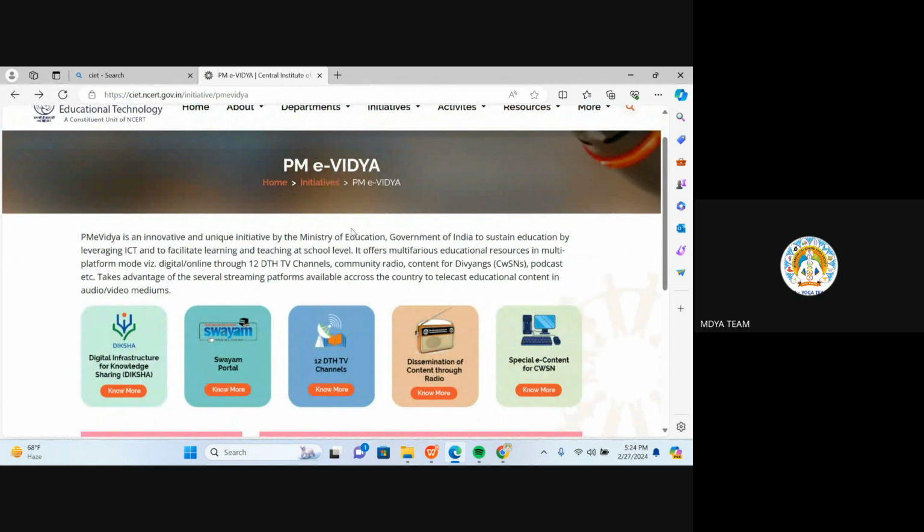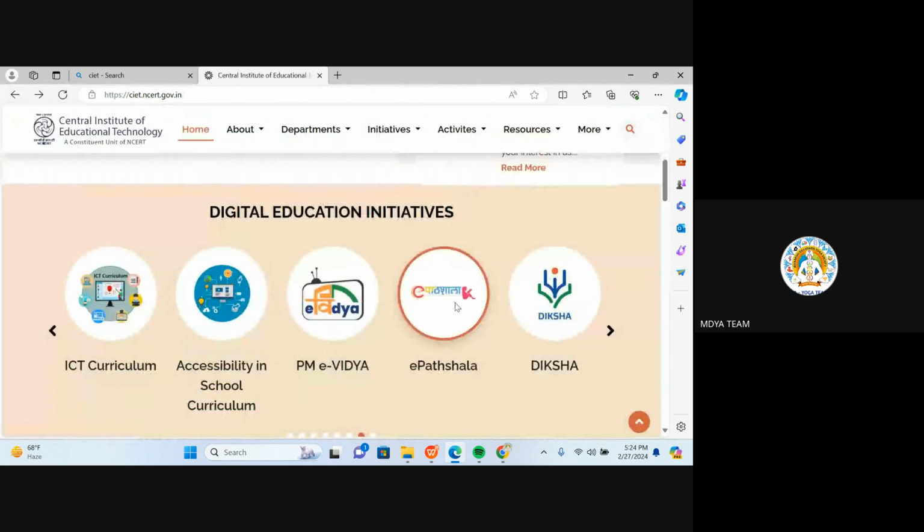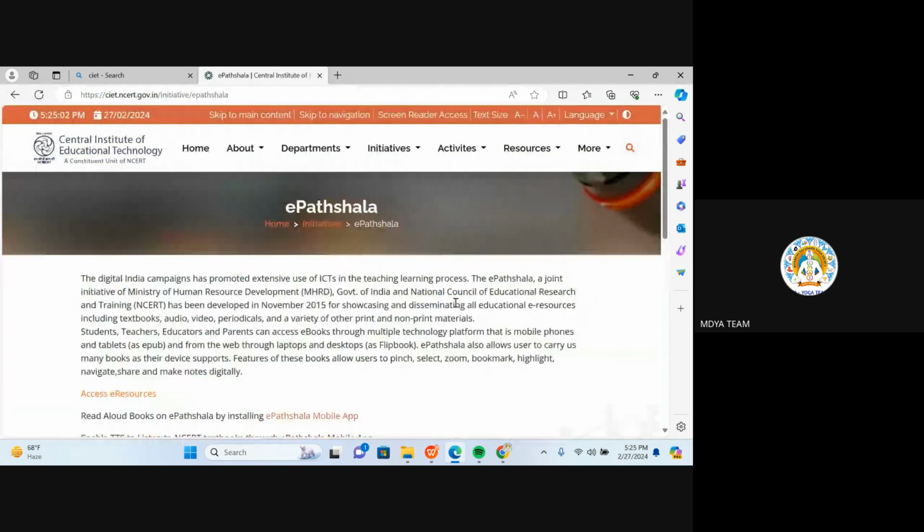Now, next is PM eVidya. Now, e-Pathshala. What is e-Pathshala? E-Pathshala is a teaching learning process in which teachers, educators, students, and parents can access e-books. It is just for the e-books.